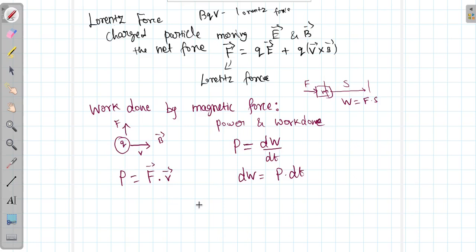The dot product of force and velocity. Now integrate both sides. W becomes integral P dt. Now replace the value: W equals integral of F dot V dt. Now go for the next page.